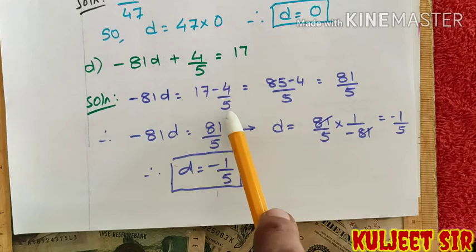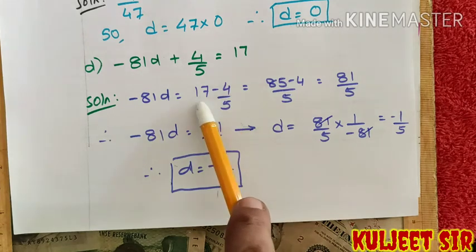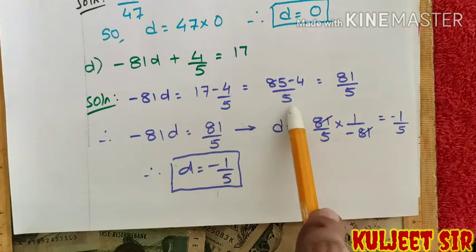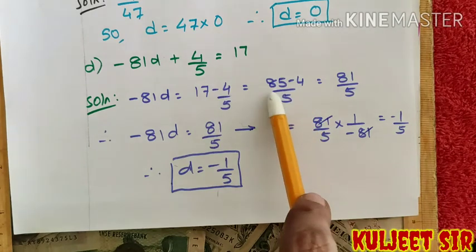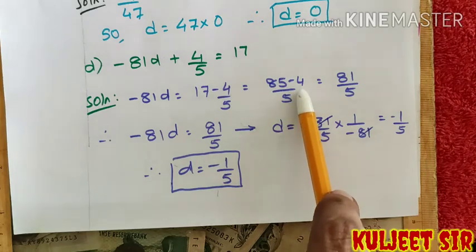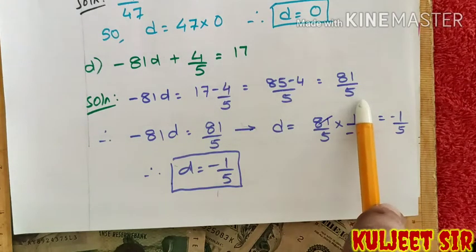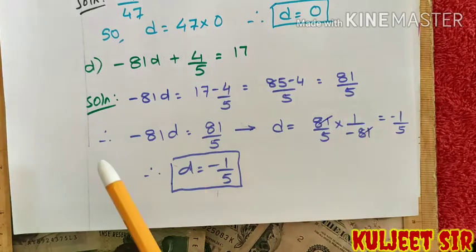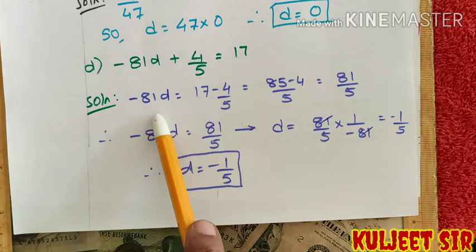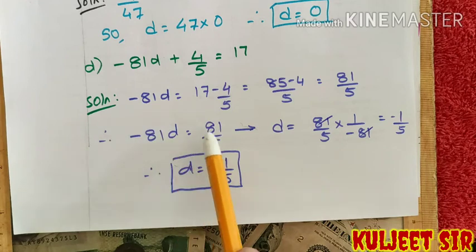Now I cross multiply. In the next step, 17 times 5 is 85, minus 4, and the denominator is 5. So here we have 85 minus 4 upon 5. You subtract this and you get 81 upon 5. That is on the right hand side. But still on the LHS you have minus 81d. This 81 still remains, is equal to 81 upon 5.